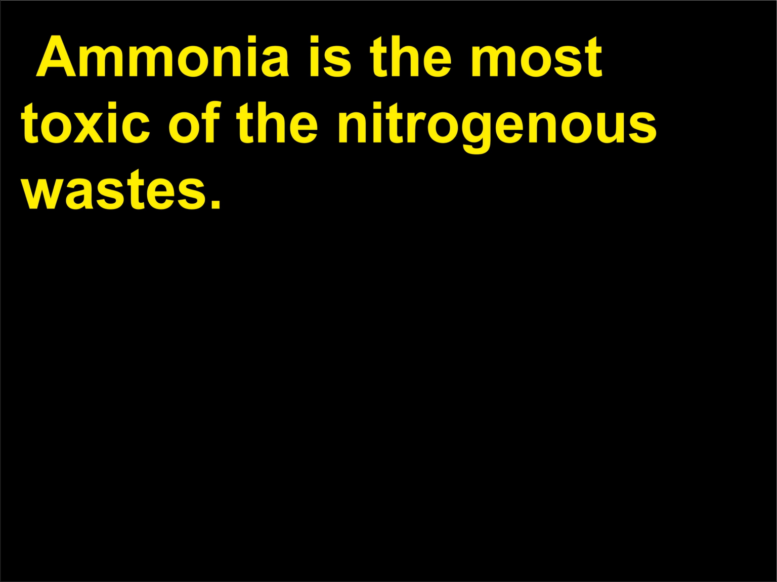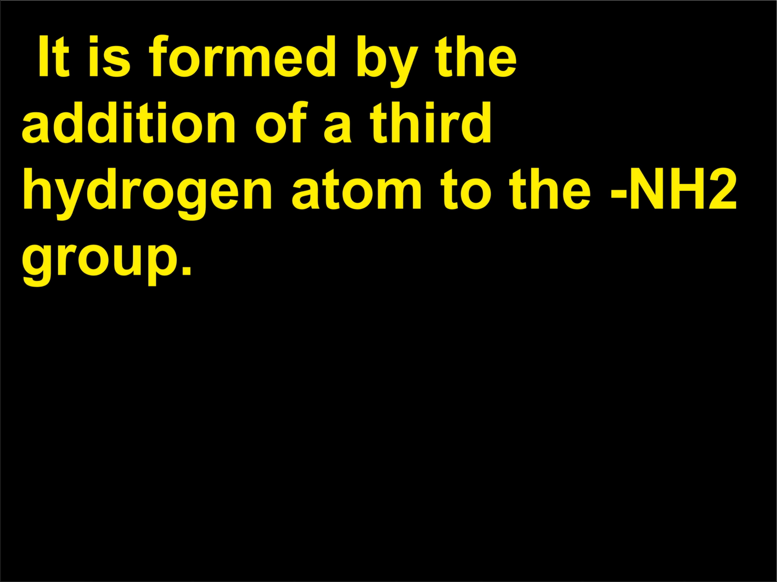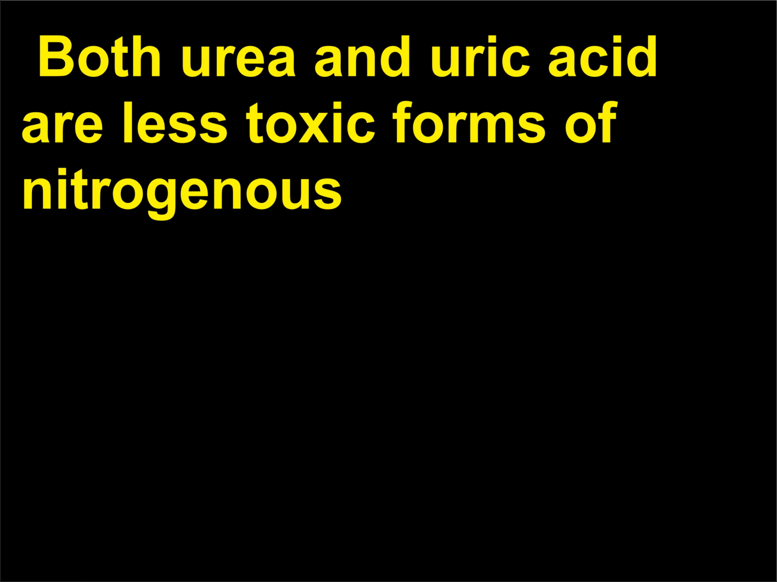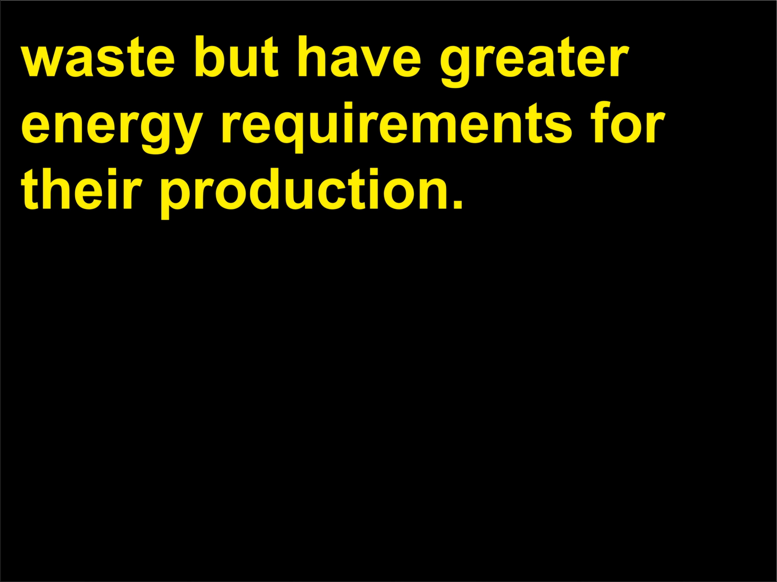Ammonia is the most toxic of the nitrogenous wastes. It is formed by the addition of a third hydrogen atom to the NH2 group. Both urea and uric acid are less toxic forms of nitrogenous waste but have greater energy requirements for their production.